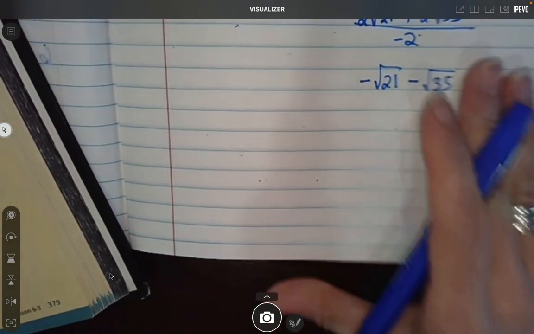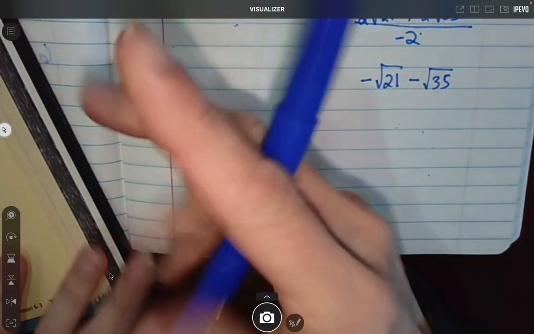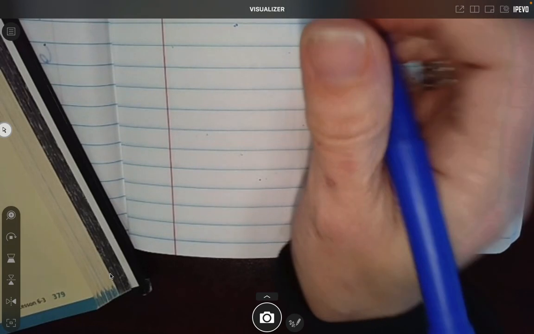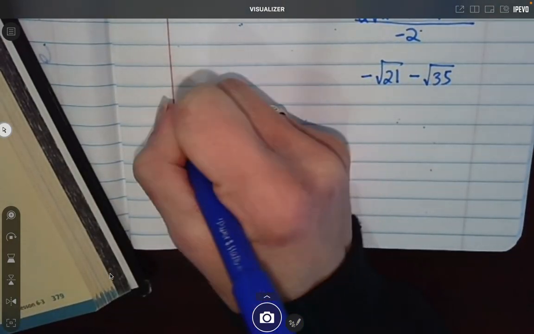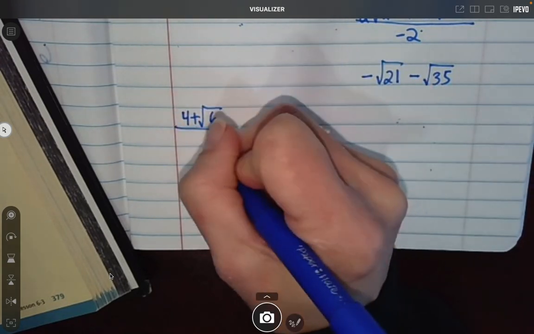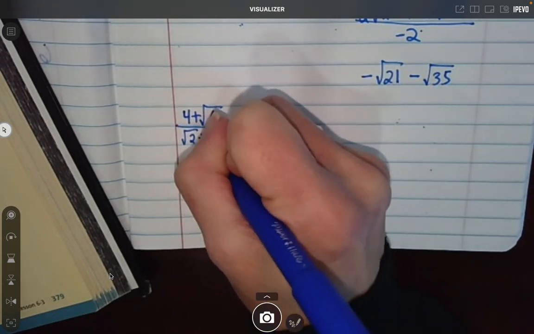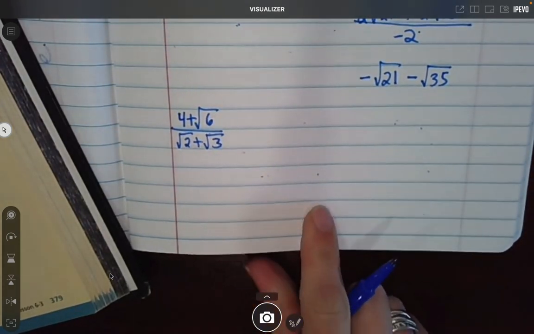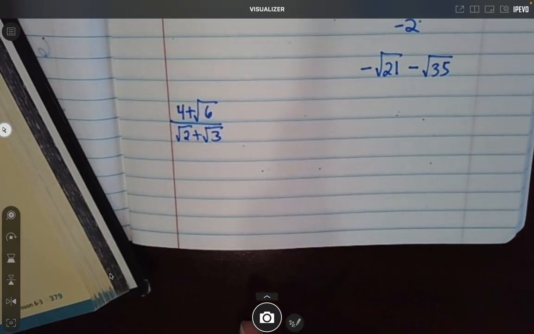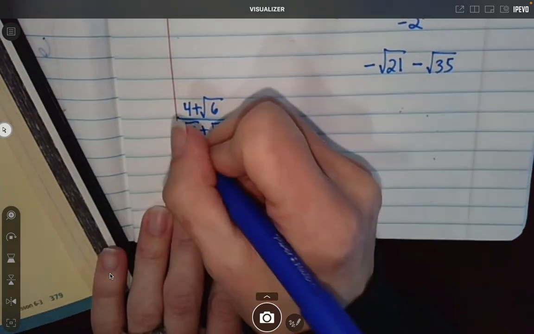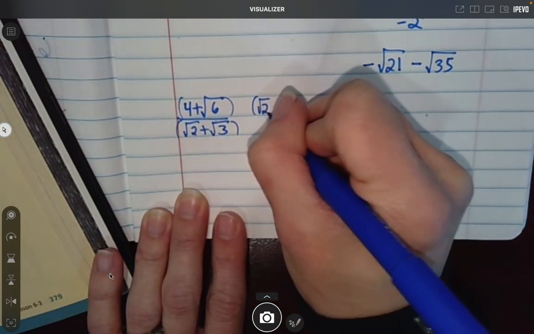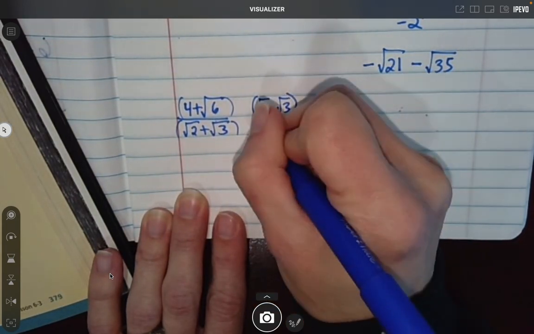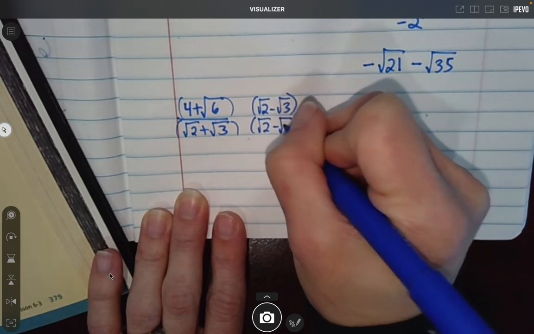All right, the last one, unless we need another one like this. 4 plus the square root of 6. I'm doing more on the top this time. Over the square root of 2 plus the square root of 3. So what are we going to multiply by? Square root of 2 minus square root of 3. Yep, I'm going to multiply both of those things by the square root of 2 minus the square root of 3.